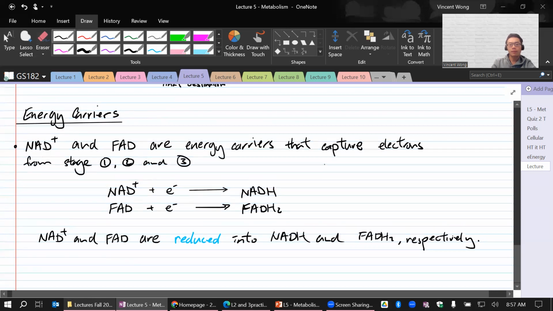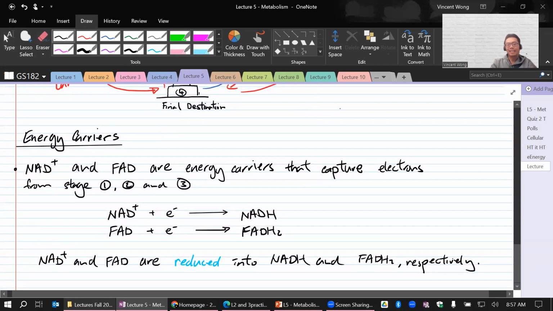And for those of you who are having trouble, I forgot to mention, people usually say "LEO the lion says GER." It's pretty lame, but how does this help? Loss of electron is oxidation. Gaining electron is reduction. So that's how you can remember it if you're having trouble. So NAD plus and FAD are reduced into NADH and FADH2 when they pick up the electron.